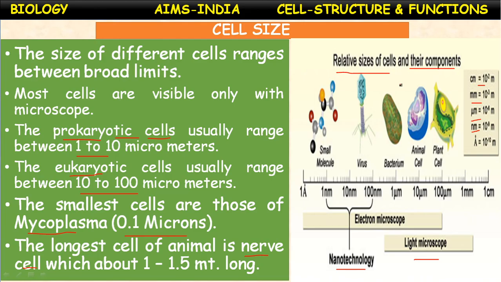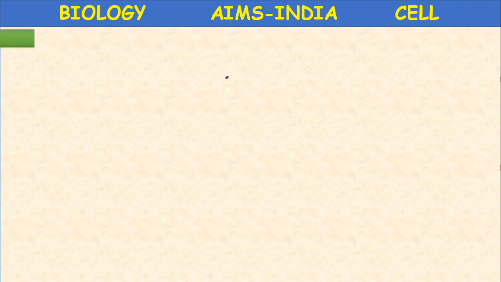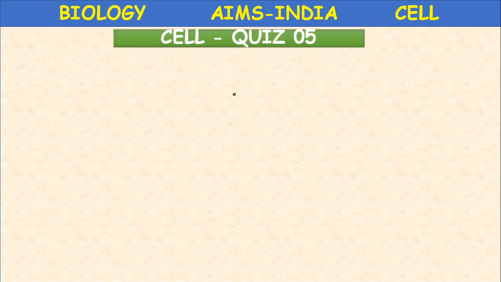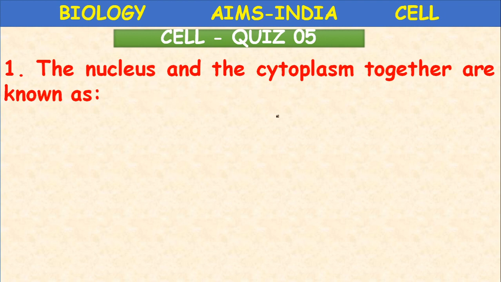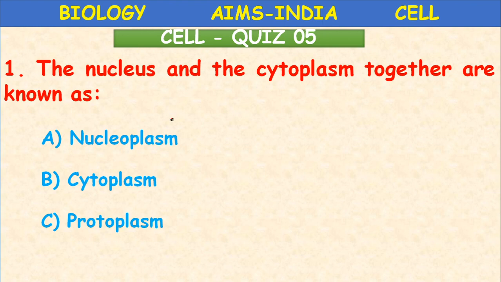Okay, children? So, as tomorrow, that is the 28th, you are going to have an exam on this chapter, cell structure and function. Let us go through one exercise. Cell quiz number 5. The nucleus and the cytoplasm together are known as nucleoplasm, cytoplasm, protoplasm, stroma. What is the right answer? Nucleus and cytoplasm together are known as protoplasm. Protoplasm is equal to nucleus plus cytoplasm.